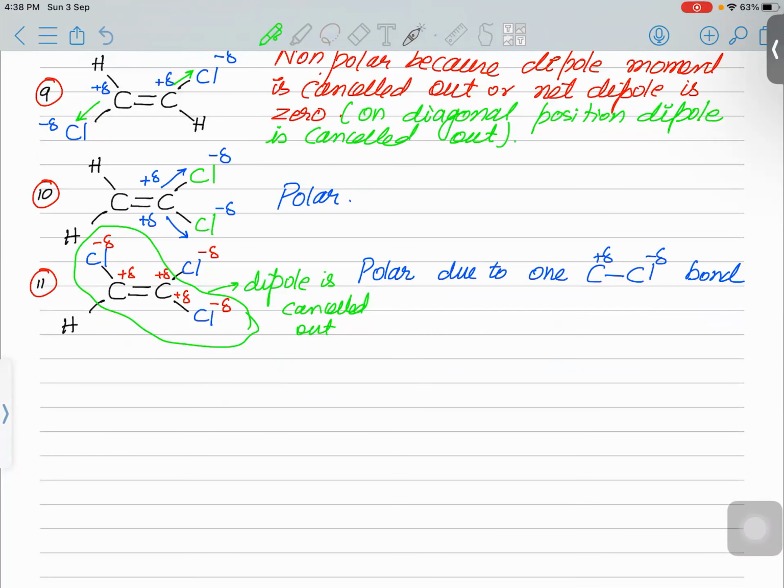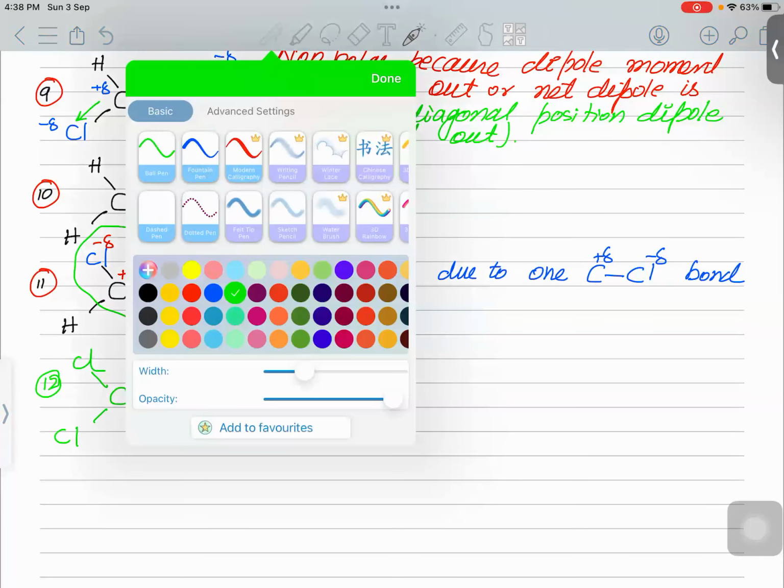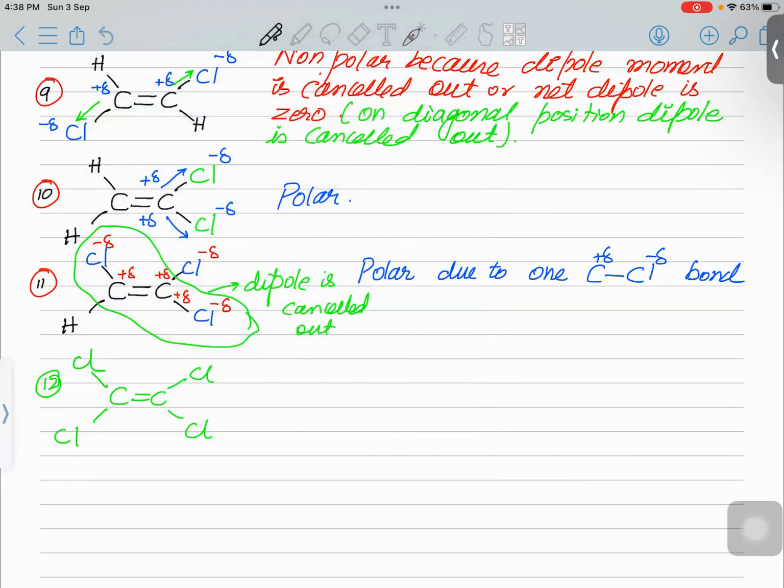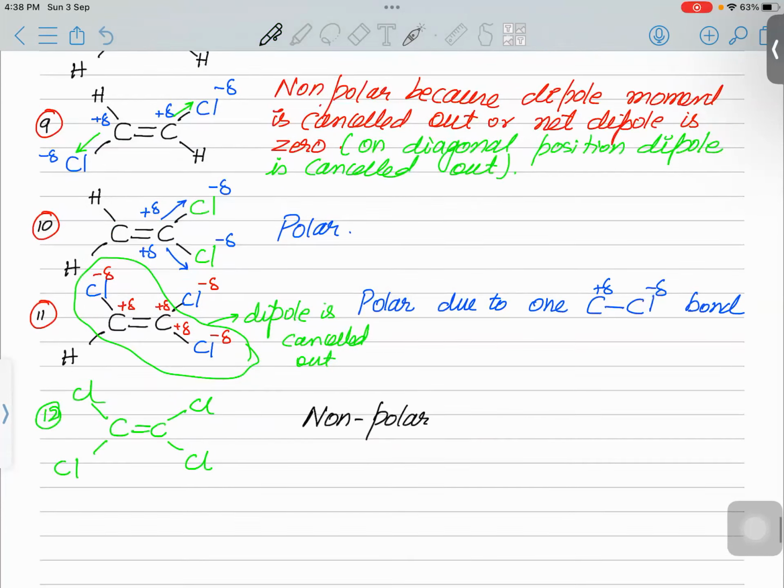Now the last case, number 12, with four chlorines. Yes, polar, non-polar? Non-polar. Why non-polar? Because they all are cancelling out each other. They're diagonal. Exactly, the net dipole moment is cancelled out.